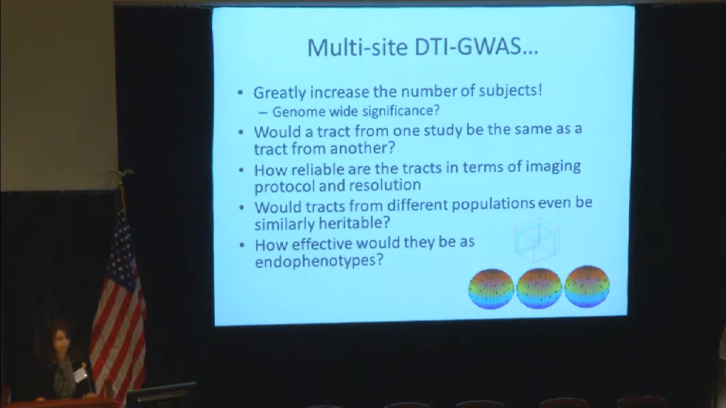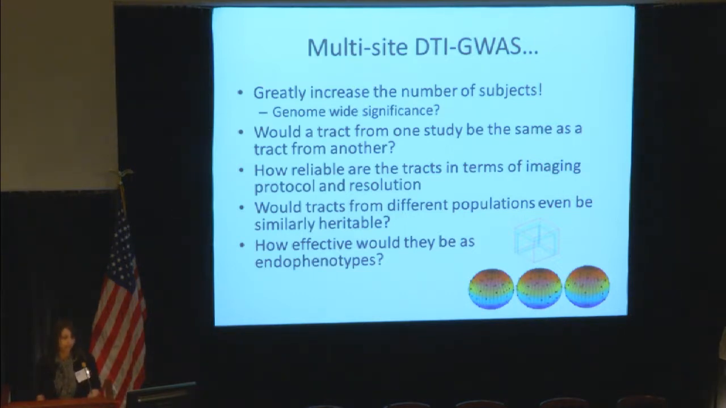So a multi-site DTI GWAS would be really good at this point, and it would increase the number of subjects greatly, and perhaps we can reach genome-wide significance using the most basic model of the tensor and FA. But would a tract from one study necessarily be the same as a tract from another study?